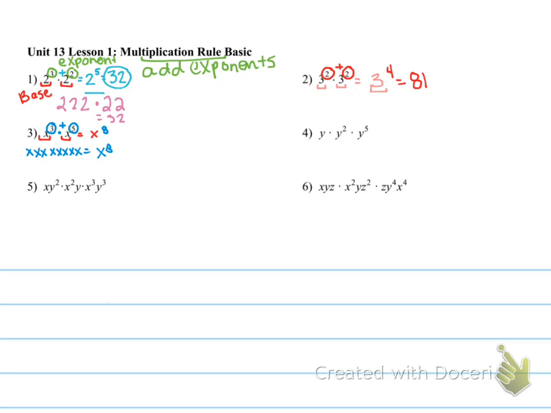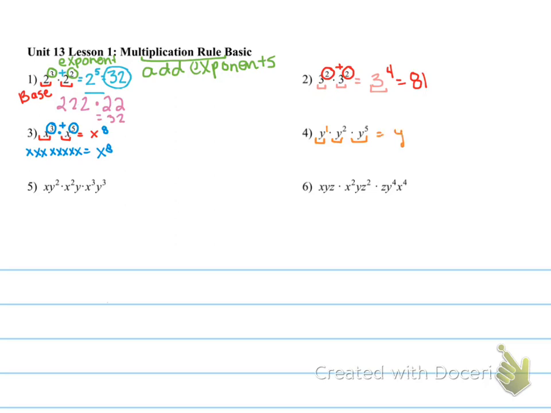Okay, so number 4 is a little different because you notice that that first y variable does not have an exponent. When something does not have an exponent, that means it has a power of 1, meaning there's just one of them. So right now we can see that we still have the same base. We have a y here, a y here, a y here. So I know my answer is going to start with a y.